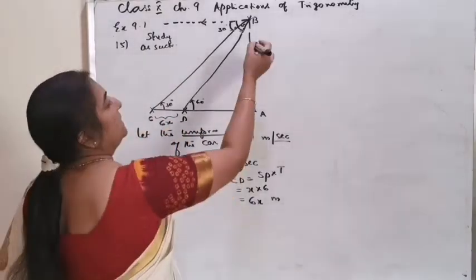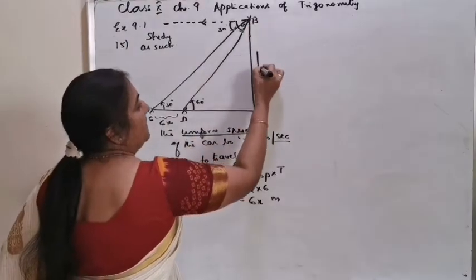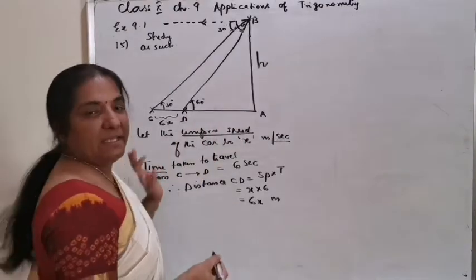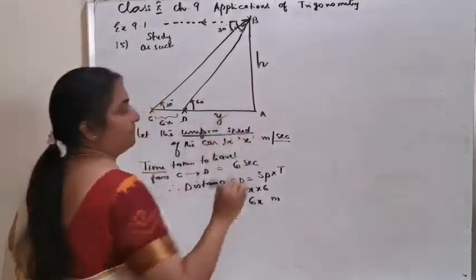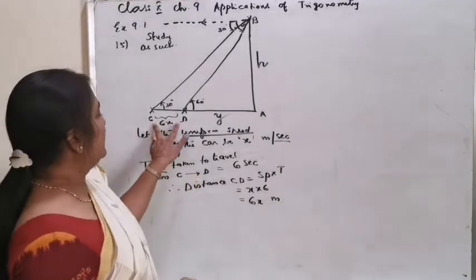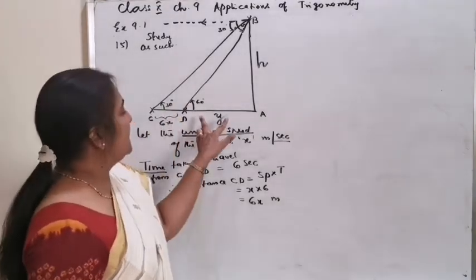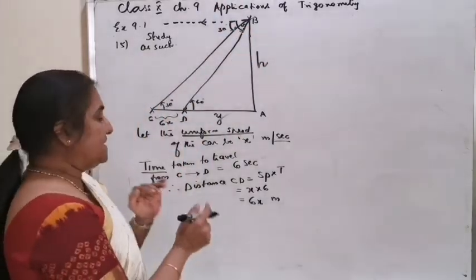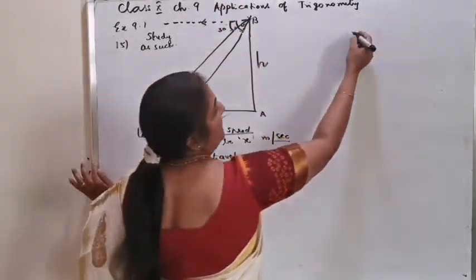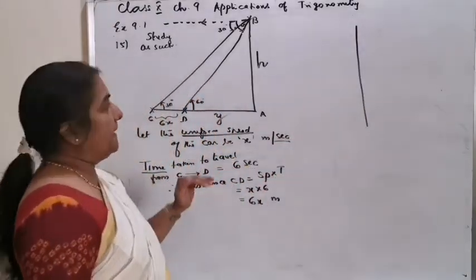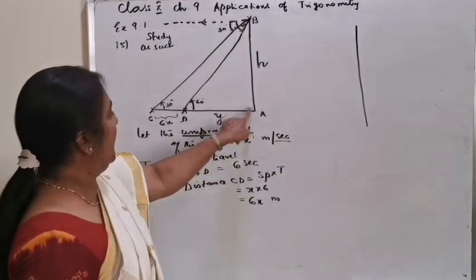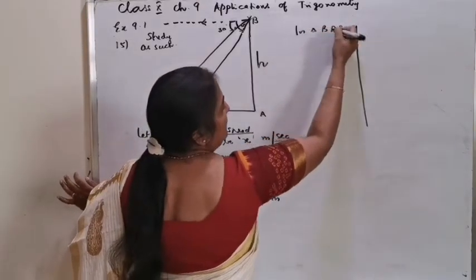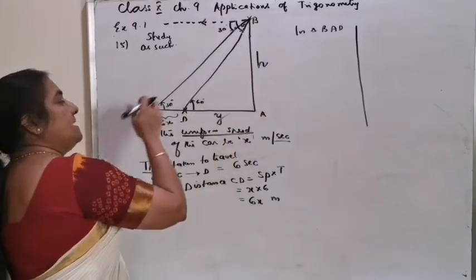Let us denote this be h, and here let it be as y. So that means let the distance CD be 6x, distance DA be y, and height of the tower be h. Which are the two right triangles you are seeing here? The right triangles are BAD, first one, and the second right triangle BAC.